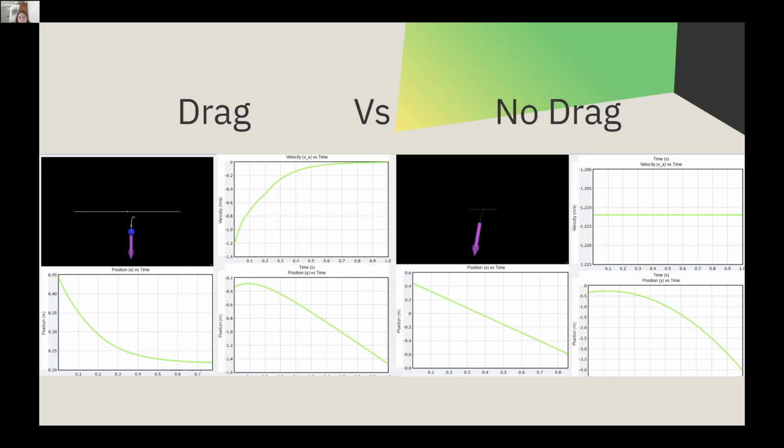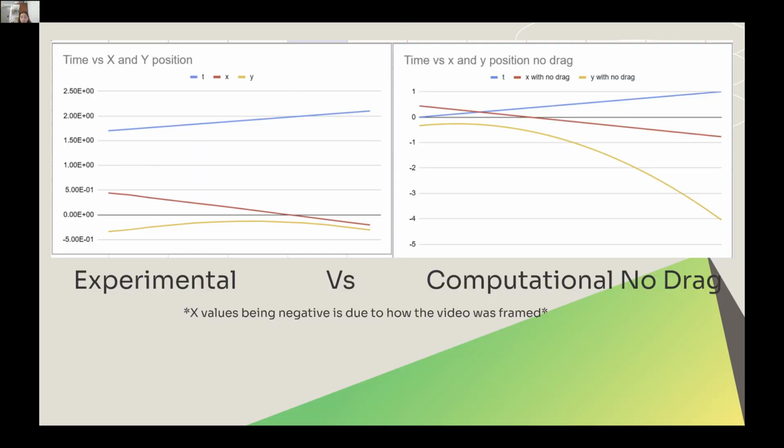Here you can see the drag versus no drag velocity and position graphs, in the x and the y direction. As you can see, there is definitely a major difference, because when there is drag, things are no longer linear, because there's an external force being acted on it, even in the x direction. That's why we have that overarch there rather than the flat linear line in the no drag section.